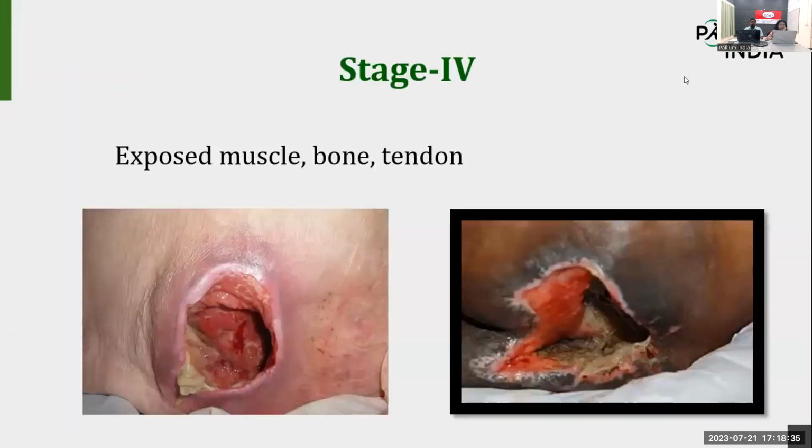This one is stage 4. Stage 4 means there is some more depth. There is a chance of exposure of muscle, bone, and tendon region. So this one is stage 4. In stage 4, there may be high exudate, and a foul smell will also be there.